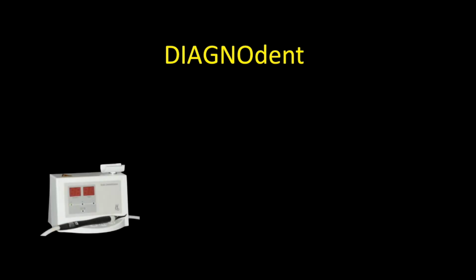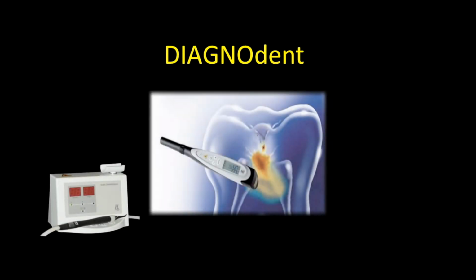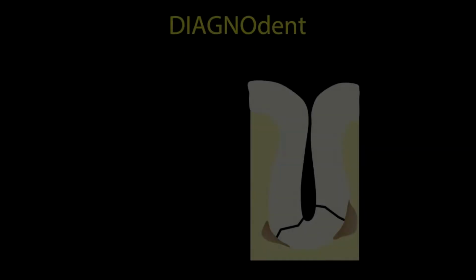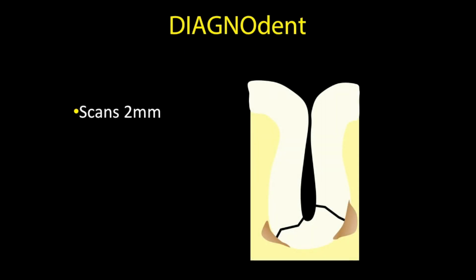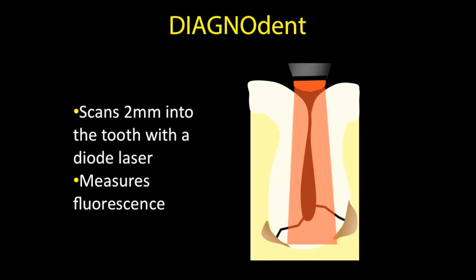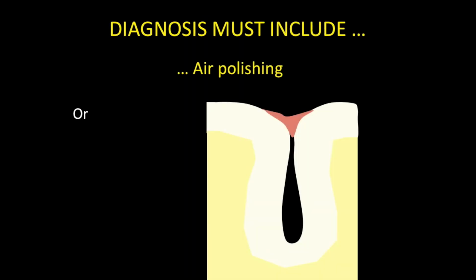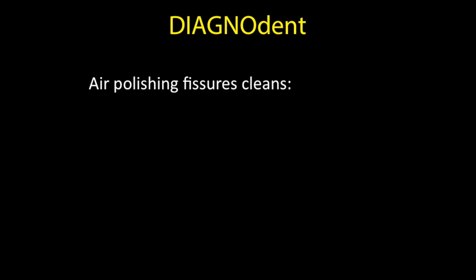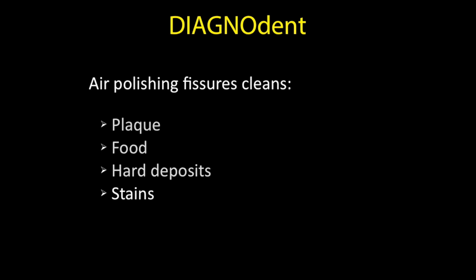Minimally invasive dental professionals may use a diagnodent laser to help them. The diagnodent scans 2 millimeters into the tooth with a diode laser. Air polishing cleans plaque, food, hard deposits, or other organic debris from chewing surface pits that might otherwise give a false positive indication for decay that isn't really there.